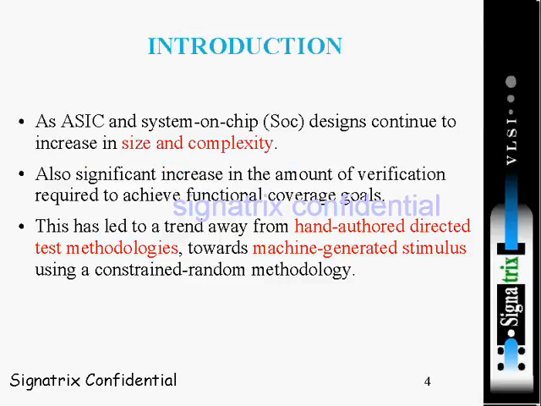First, introduction part. As ASIC and system on chip SoC designs continue to increase in size and complexity, there is also a significant increase in the amount of verification required to achieve functional coverage goals, right? This is a simple point. At first we designed a circuit which is having a complexity of, for example, 1 million gates. Nowadays we are designing more than that. Our design may have more than 1 million gates, right?